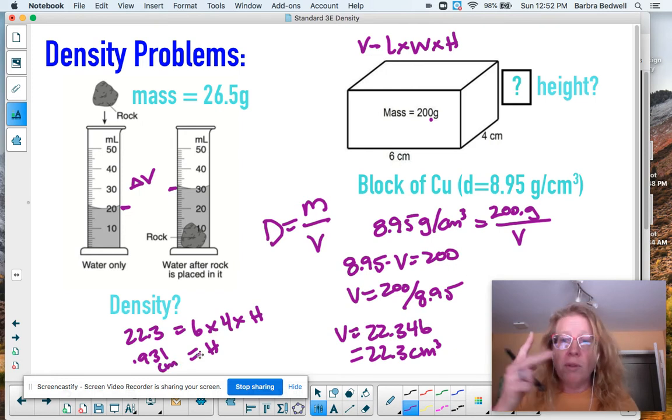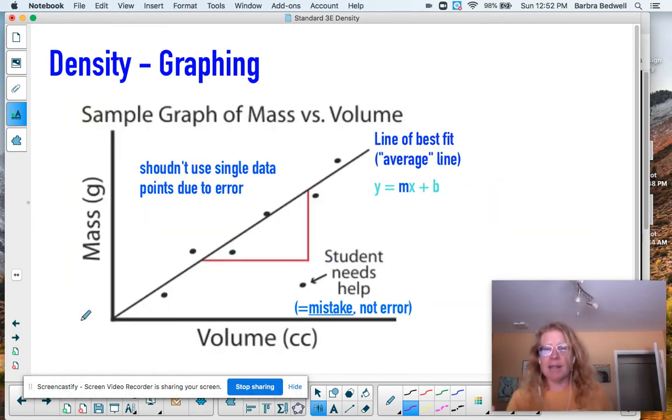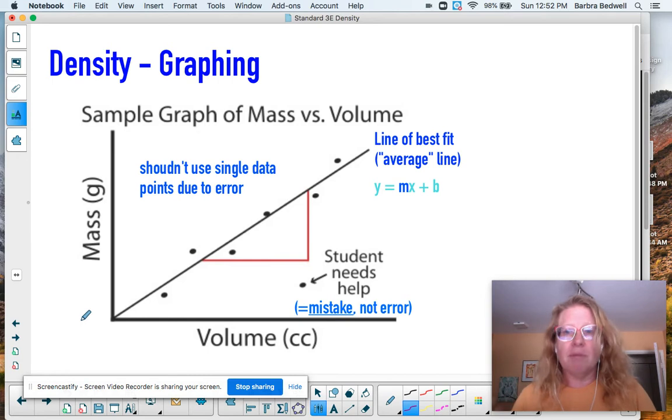So these are two of the types of problems that you'll see with density: the water displacement method for determining volume, and then using volume to determine a missing side. Okay, last little pieces about this. We also approach density a lot of times in chemistry through a graphical methodology, a graphical analysis. And this is what the lab is about. So hopefully you've got a little bit of experience with dealing with this.